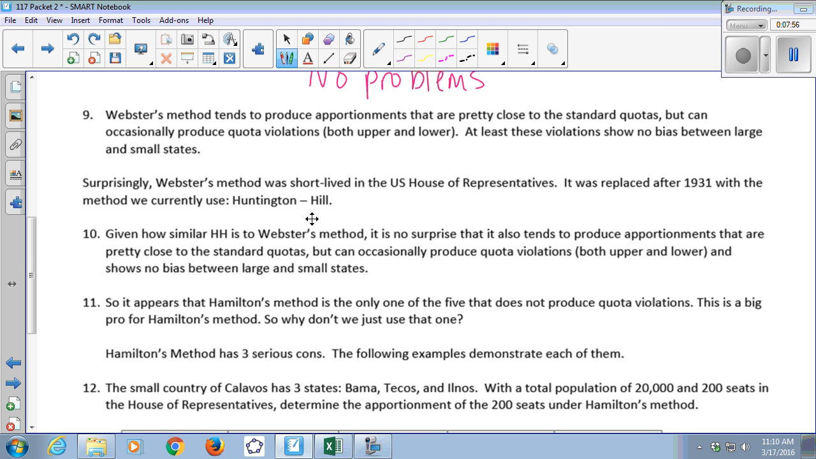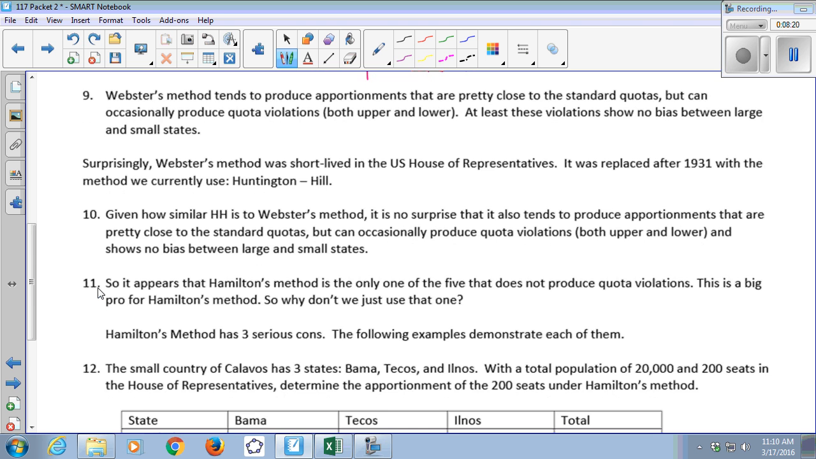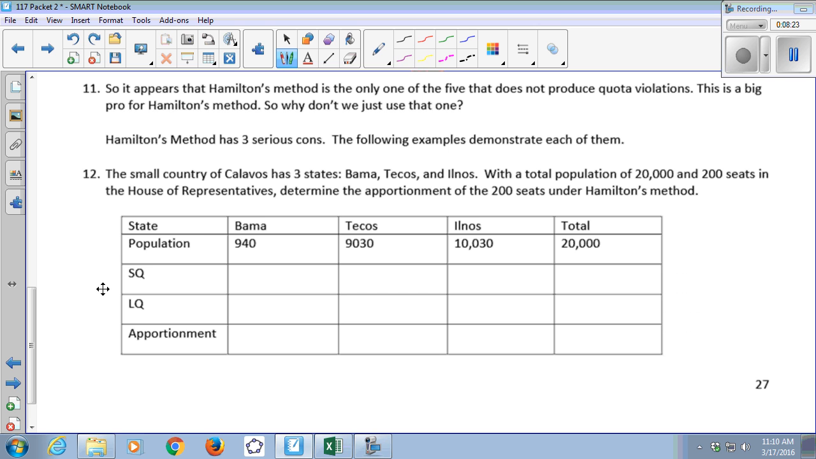But it was surprisingly short-lived in the House of Representatives. We replaced it in 1931 with the Huntington Hill method, which is still the method that we use today. Given how similar Huntington Hill is to Webster's method, it's no surprise that it also tends to produce apportionments that are pretty close to the standard quotas. It also occasionally produces quota violations, upper and lower, but there is no bias. So it appears that Hamilton's method is the only one of the 5 that does not produce quota violations.